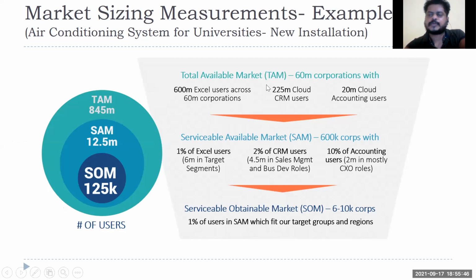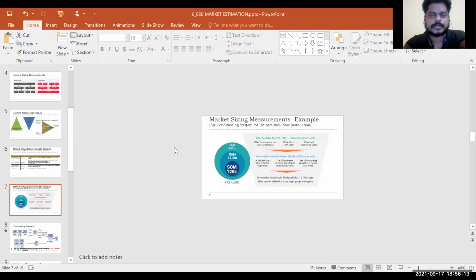So here, if you see, they have not got into the total market potential. Like I said, in some cases they just start with the total available or total addressable market, TAM. There are 60 million corporations having 600 million Excel users. So this is the total in the world they are looking into, right? So there is a startup which is going to, so this is not for air conditioners.